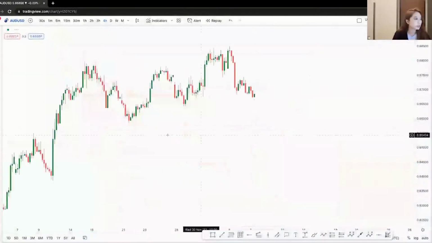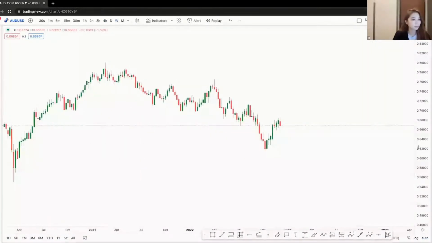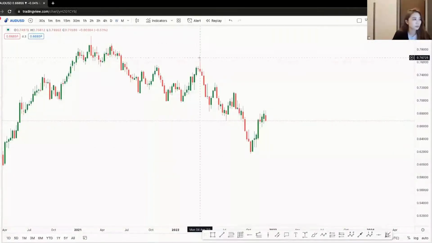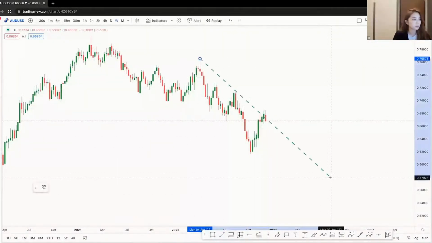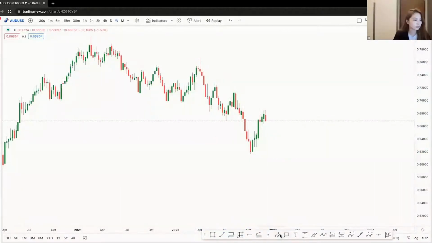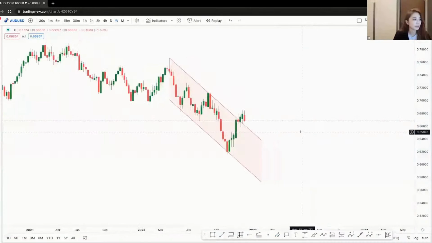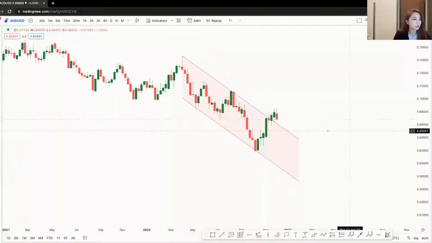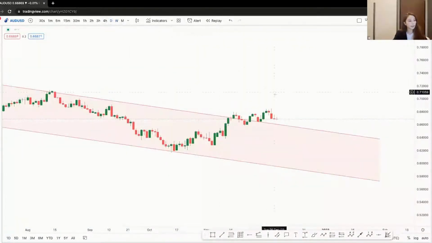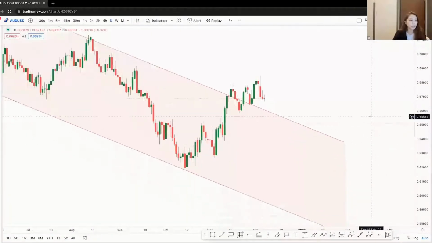Maybe Aussie dollar. Okay, let's start from the weekly chart. Initially it was a downward moving, maybe a channel. Hold on. Yeah, it was a downward moving channel, but you can see the price has broken out of the channel. For Aussie dollar, let's look at the 1-day chart. Very obvious, very nice channel. On the 1-day chart, you can see the very prominent upward rising trend.